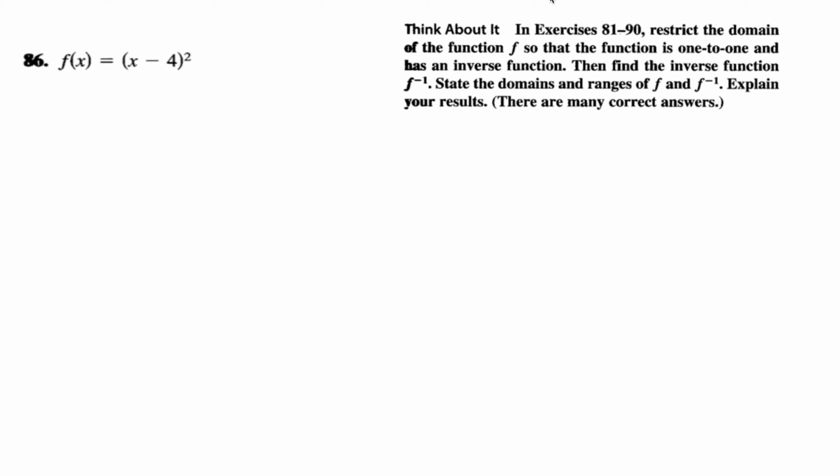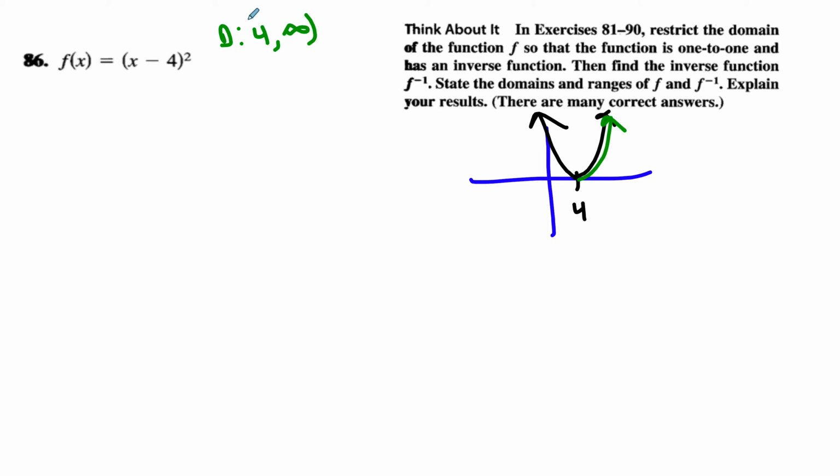And here they're telling us to restrict the domain of the function. If you look at this right now, this is a quadratic that's been shifted 4 to the right, so it's going to look like that, right? So let's be positive. Let's just look at this portion of the graph. So we're going to restrict the domain, so we're talking about from 4 to infinity inclusive, which means the attendant range is going to be 0 to infinity, right?